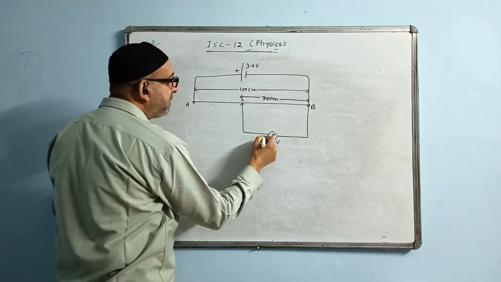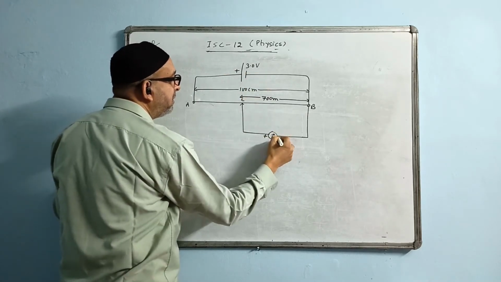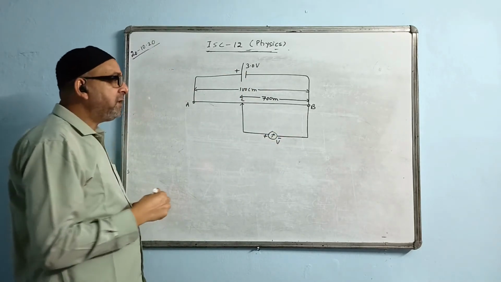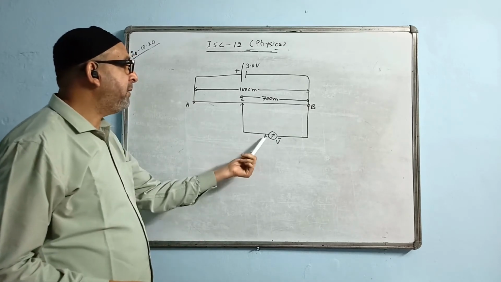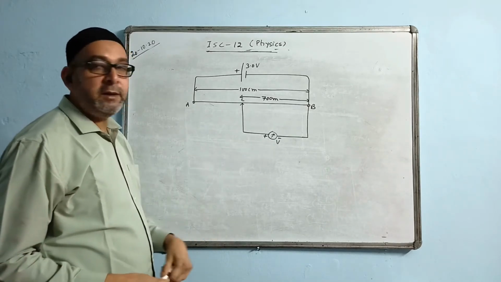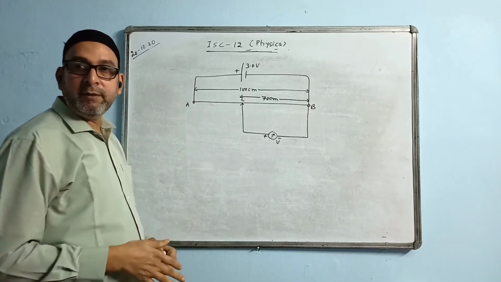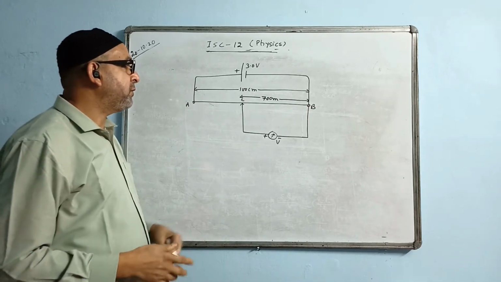This side will be positive, this side will be negative. You can say the left terminal is positive and the right terminal is negative. The question is asking about the positive terminal, so we say the left terminal is positive.